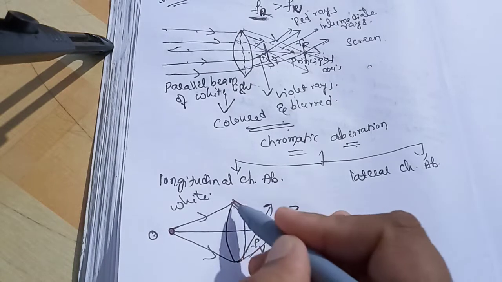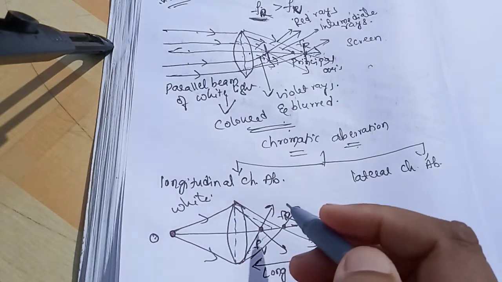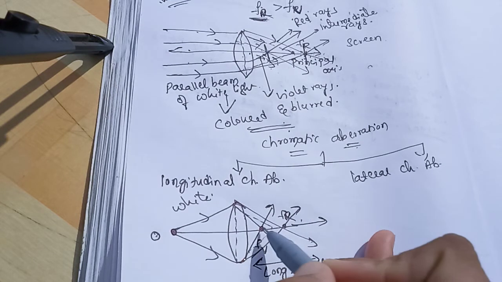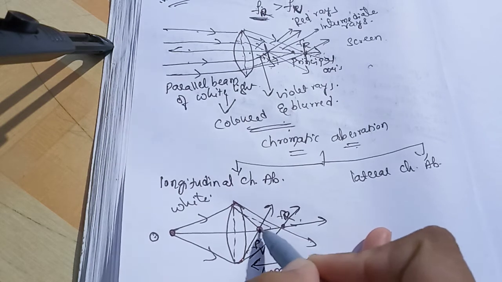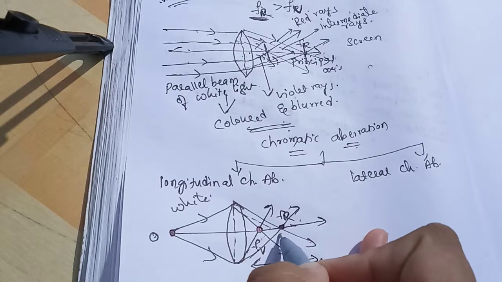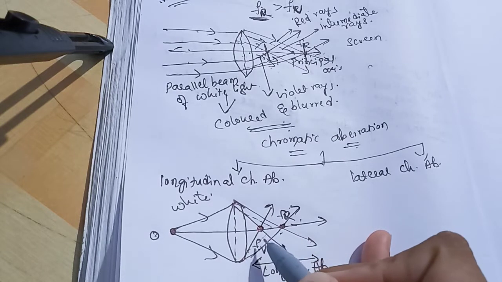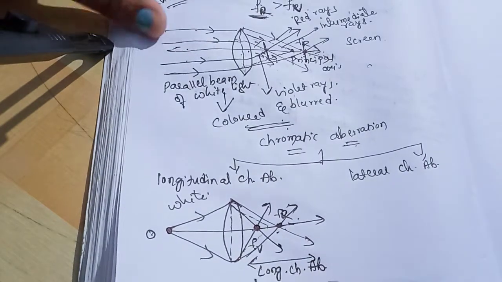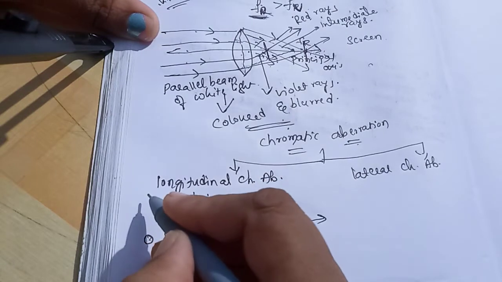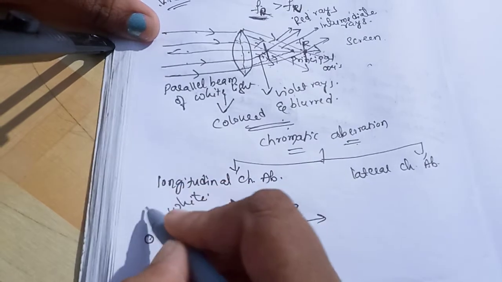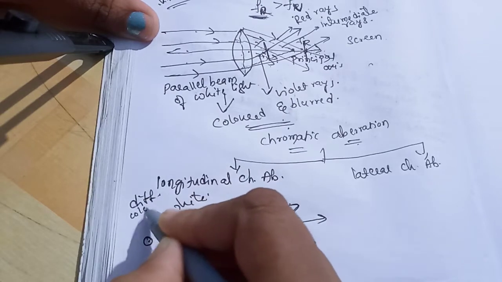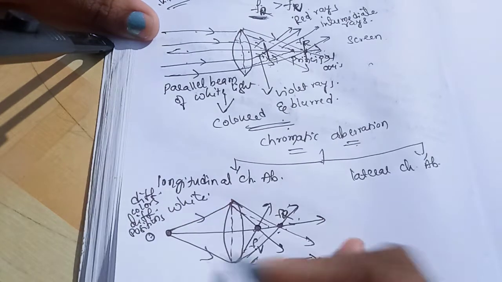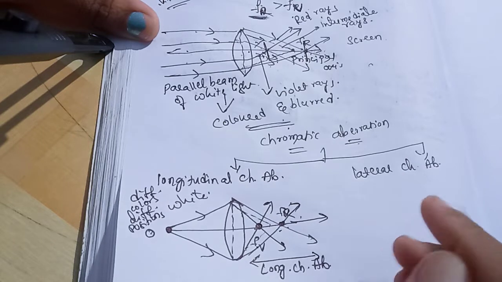So from this what are we understanding? We are clearly understanding that different images are formed at different positions. Violet is formed at FV, red is formed at FR. The formation of images of different colors at different positions we call longitudinal chromatic aberration.